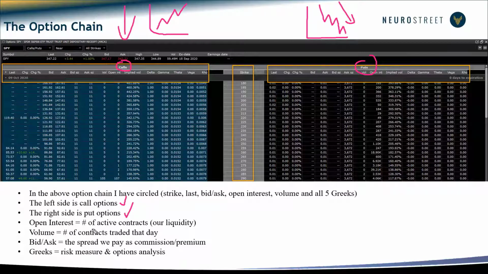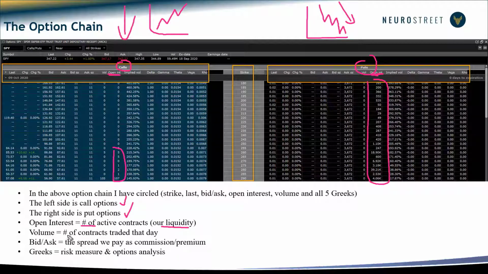Okay? Now, open interest is the number of active contracts. This is our liquidity. So open interest, right here in these columns, you're going to see there's no liquidity up here in those contracts. Then they start getting some liquidity down here, right? So you've got to understand the difference in open interest. This is a great example: different open interest on the calls versus the puts. We're going to look at some option chains so you can see the examples here in real time.